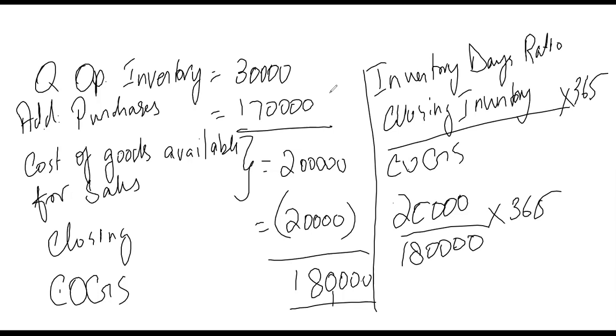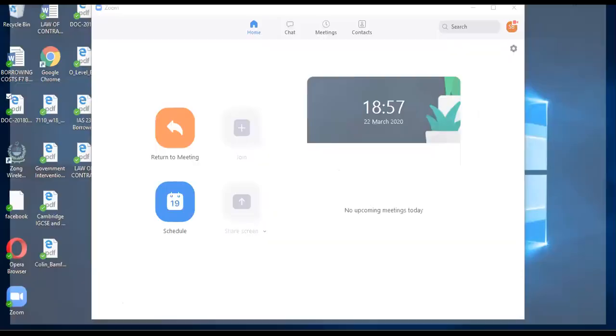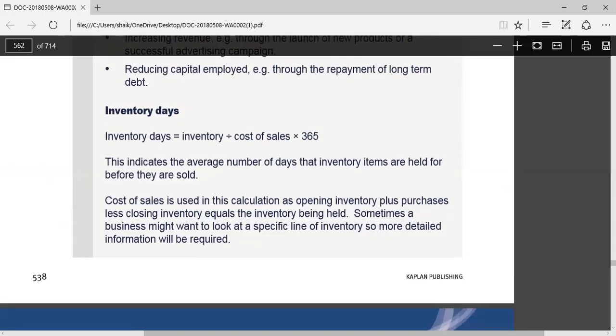So let me calculate. If I divide 20,000 by 1,80,000, I'll be getting an answer of 0.11, multiplied by 365, which is 40 days. Each and every unit takes on an average 40 days in order to be sold, or to get out of our company's godown to the premises of our customers. So I guess you guys would have understood what I'm trying to say in regard to the inventory days ratio.